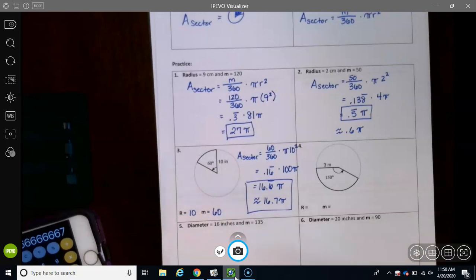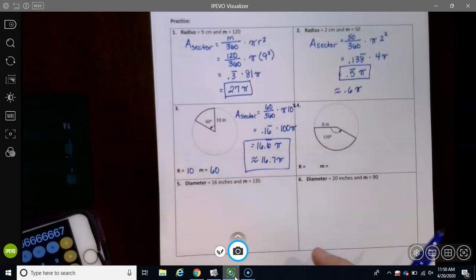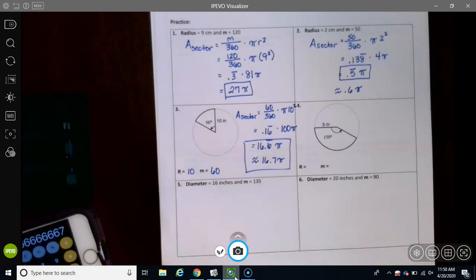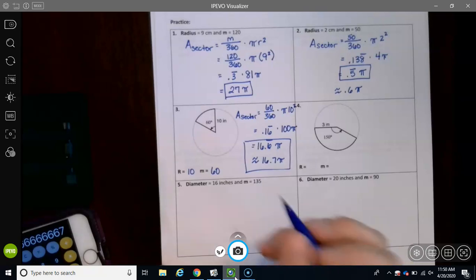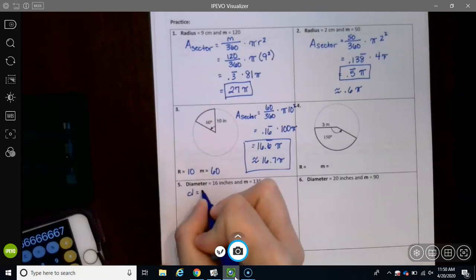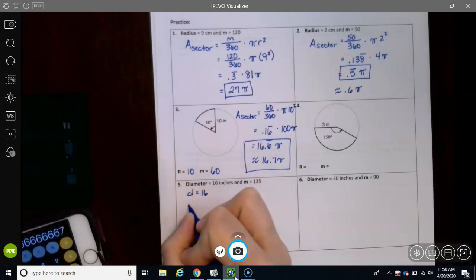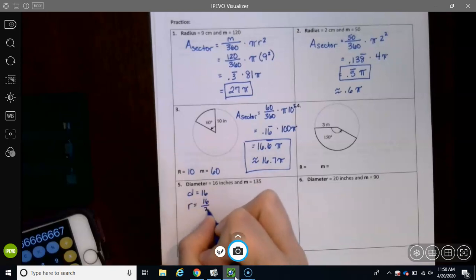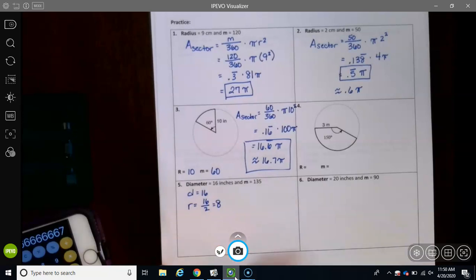Okay, so that next one's just similar to the other ones that we just did. I want to do one of these diameter problems where they gave you the diameter rather than the radius. So it's just one extra step. If they tell you the diameter is 16, then to find the radius, you just take that 16 divided by 2, giving you 8. And now you've got the same information as you had on the other ones.